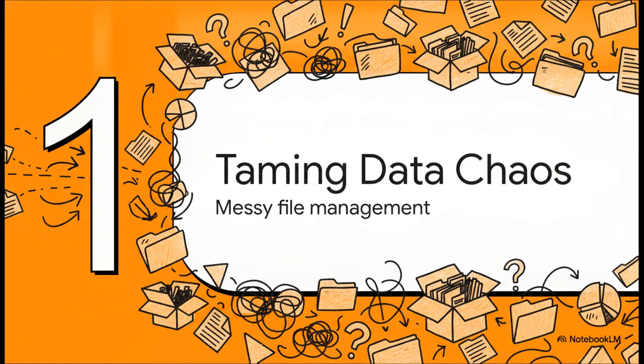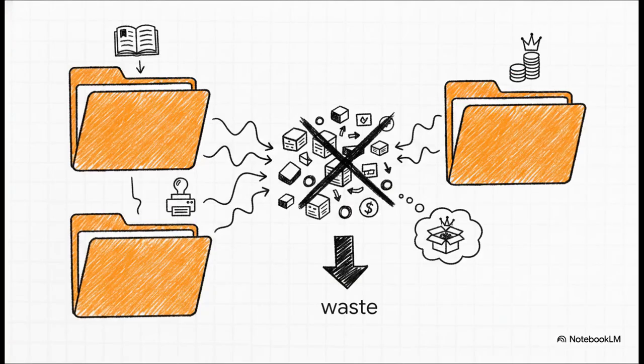Part 1. Taming the data chaos. The messy reality of file management. We've all been there, right? Digging through isolated, messy folders, trying to find that one specific file is an incredibly frustrating, almost universal nightmare. Well, the first major symptom of all this chaos is what we call data redundancy.